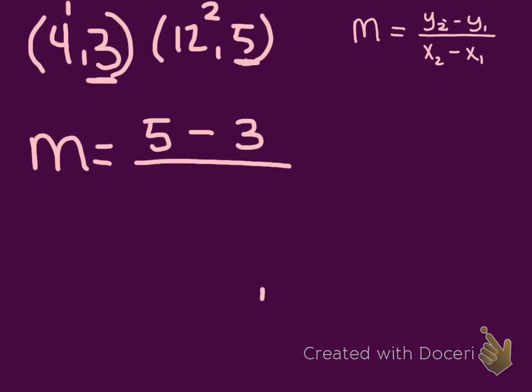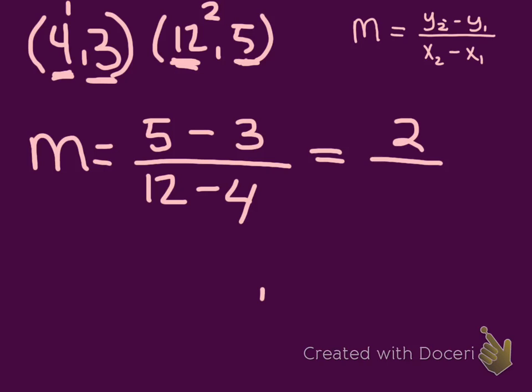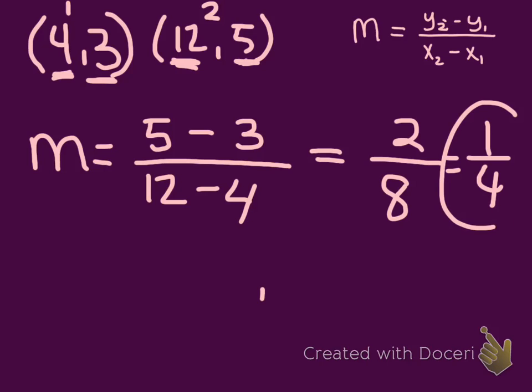You with me so far? Yes. And so now the bottom says x2 minus x1. So I have this 12 as my x2, minus the 4 over there. Now we just do the math. 5 minus 3 is 2, and 12 minus 4 is 8. We need to reduce this fraction. 1/4. I know that my slope is 1/4.